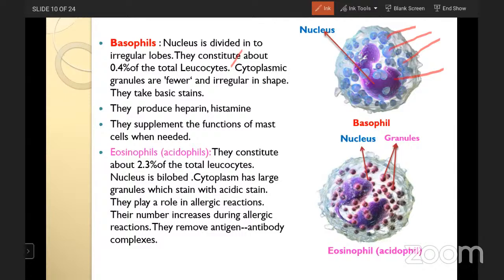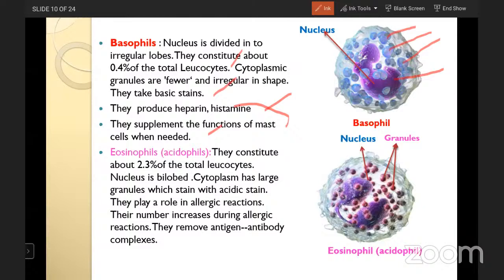They take basic stains. They produce heparin and histamine in the tissues, which we just completed recently. Heparin is a product which can control the clotting of the blood in the blood vessels. They supplement the functions of the mast cells when needed. Usually the mast cells produce the heparin, so here the basophils supplement the functions of the mast cells when there is a need. Okay, so this is about the basophils.